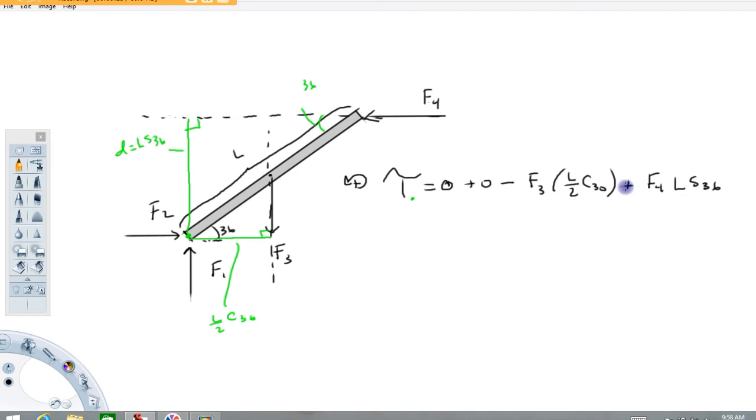So the purpose of this video is to demonstrate how to calculate a torque term by finding the perpendicular distance to the line of action of the force, which I've done twice here. I hope that this video has helped demonstrate that for you.